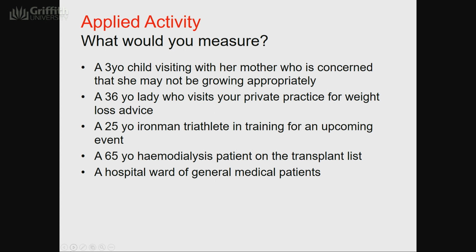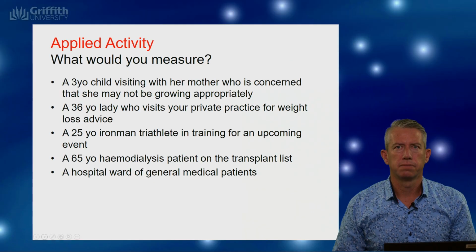Okay, the final thing I want you to have a think about before our class is an applied activity. Here are 5 scenarios of different people who may come to see you as a dietitian, and I want you to think about what anthropometric measures you might take in these different scenarios, and I'll talk to you about them in class. The first one is a 3-year-old child visiting with her mother, who's concerned that she may not be growing appropriately. So what measures would you take in that context?